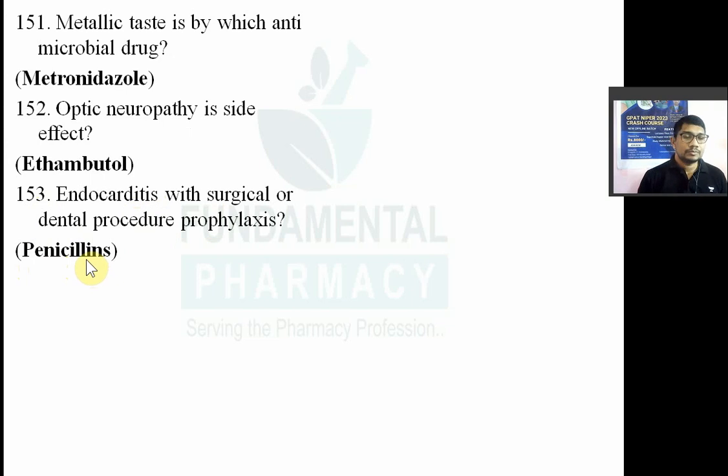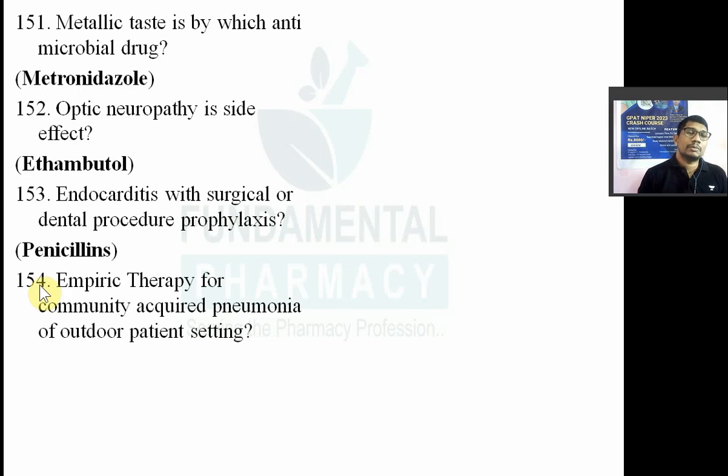So they inhibit the synthesis of cell wall of bacteria. Question number 154, empiric therapy for community acquired pneumonia for outdoor patient setting. So answer for this is nothing but the macrolides. Macrolides are a kind of antibiotics. They have a large lactone ring in their structure.